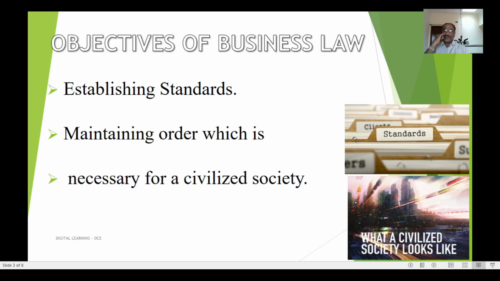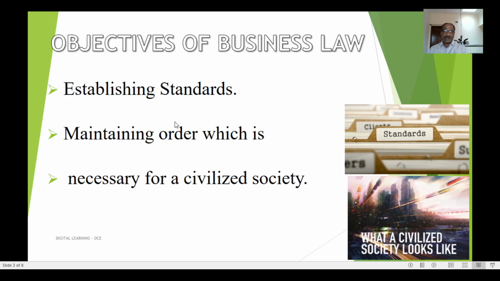Therefore, for all business activities, the standards are to be specified, and those standards are mentioned in the business law. According to the standards prescribed by the law related to business, all those products are to be manufactured by the business people.